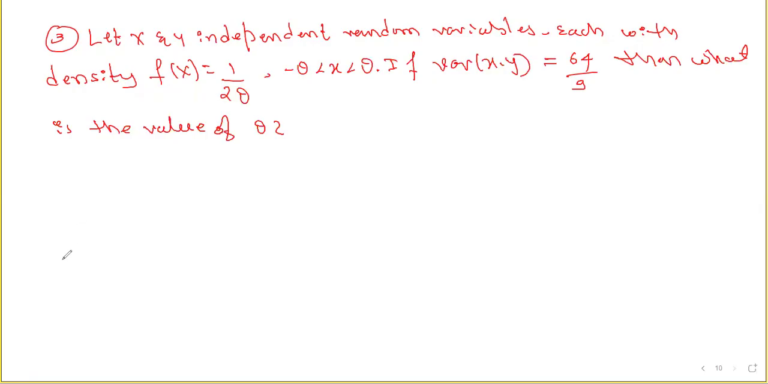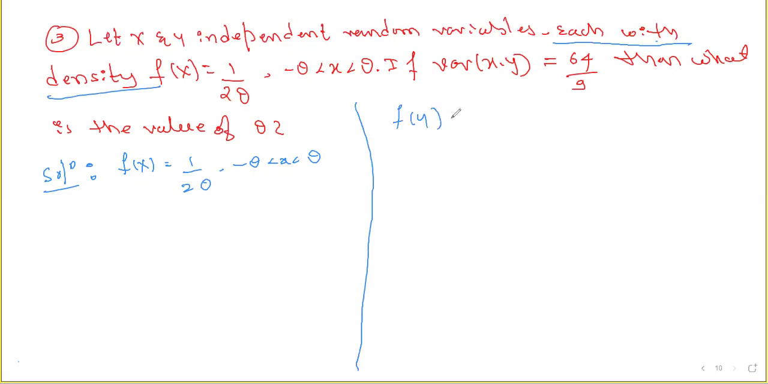All right. So what are they given here? Solution. They gave f of x, this is 1 by 2 theta, minus theta less than x less than theta. They gave random variables, each with the density function. It means that f of y also has the same form, 1 by 2 theta, minus theta less than y less than theta, but here the range is in terms of y. Now, what are we going to find out? We are going to find out the value of theta.